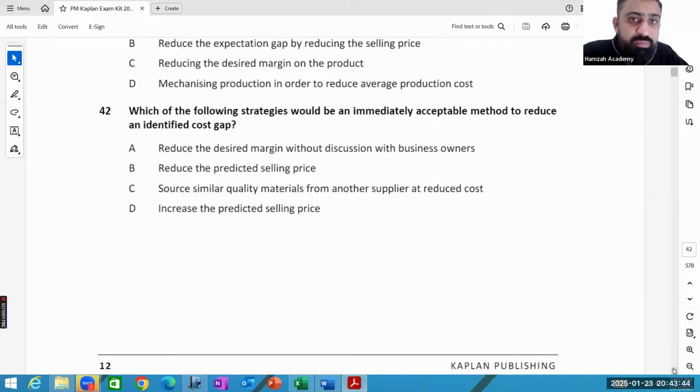C, source similar quality material from another supplier at reduced cost. And D, increase the predicted selling price. Again, selling price has nothing to do with the cost gap. Yes, C is the answer. If you can source cheaper raw material of the same quality, then it would be a great strategy to reduce the expected cost. And if you reduce the expected cost, then automatically the cost gap will also reduce. Got it?